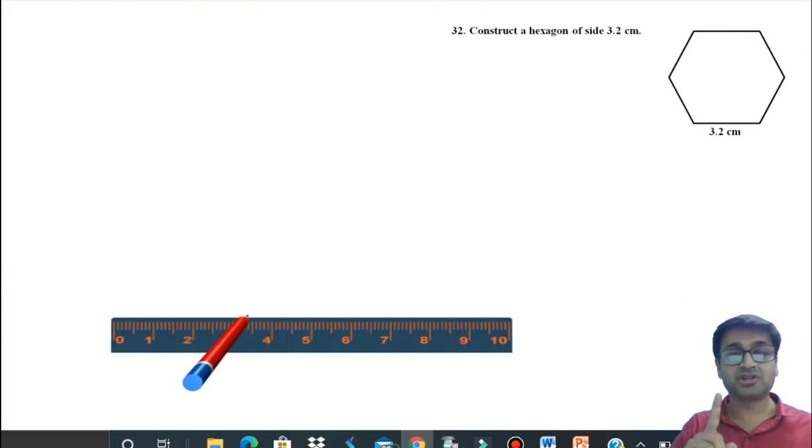If anyone is teaching you that method, please don't learn it. You will get a 0 in the boards. I have given it myself while correcting in the board, 0 on that. Second method is triangle method. They construct equilateral triangles of 3.2 and keep on doing it until the entire hexagon is constructed. Not accepted in the boards again, so please don't do that.